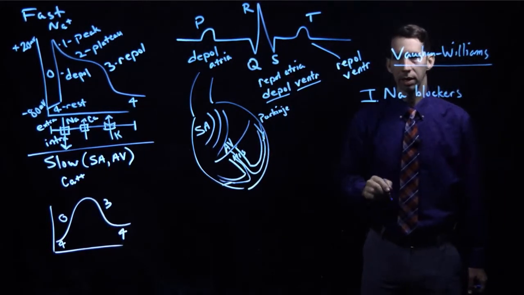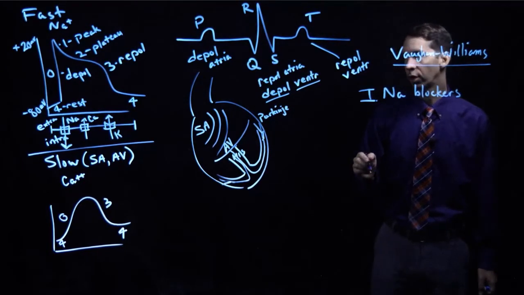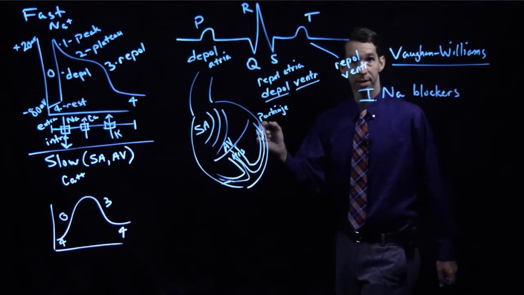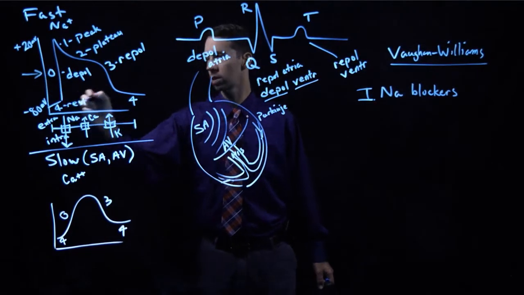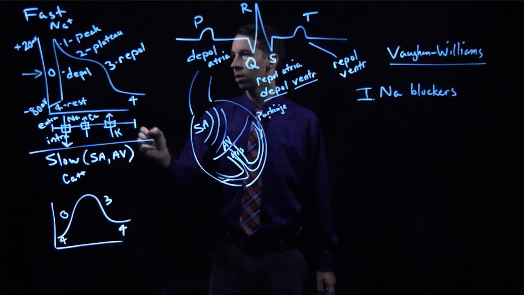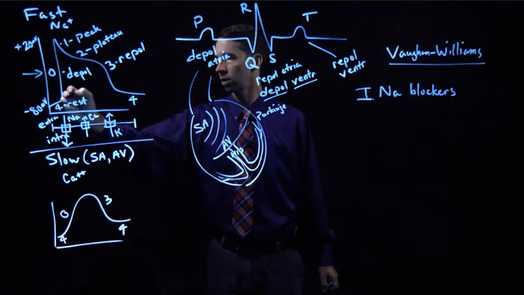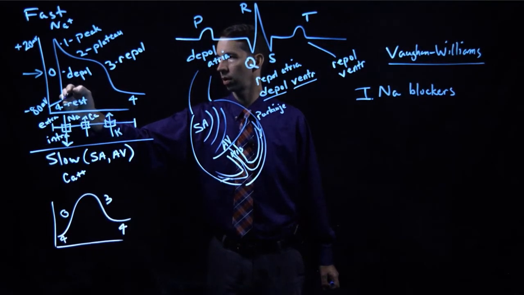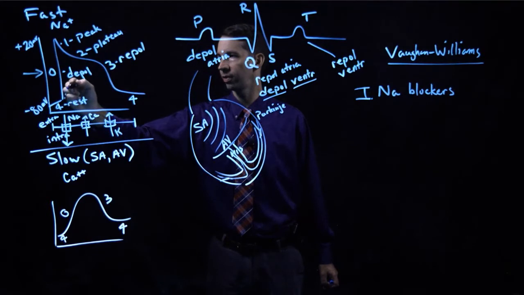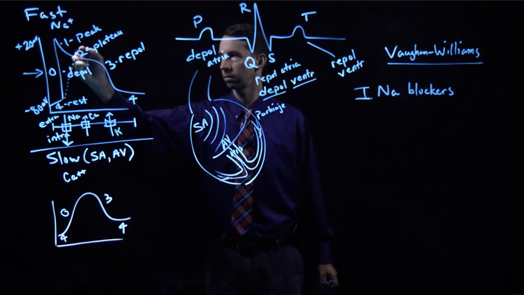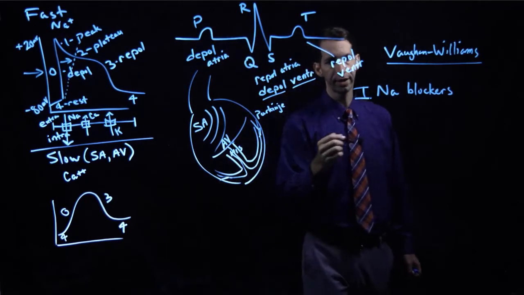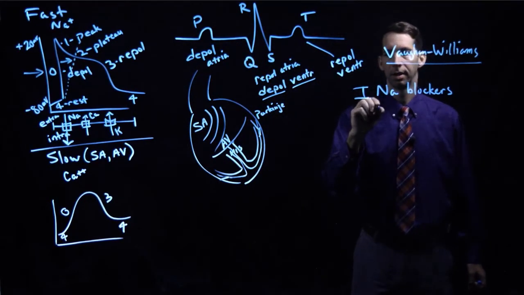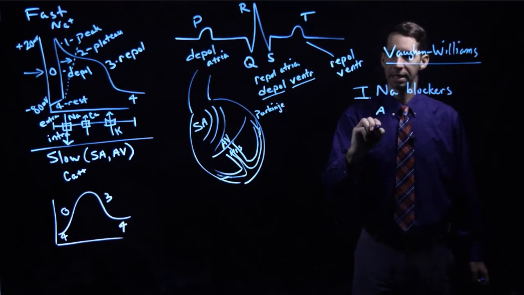So where do these work, right? These are going to work on sodium, right? So if you go back to your action potential in fast response tissue, it's going to be right here, phase 0. So what we're doing with all the sodium channel blockers is we're trying to slow this upstroke, right? We're trying to shift this curve over to the right, like this. Now we have 3 different types of sodium channel blockers. We have A, B, and C.